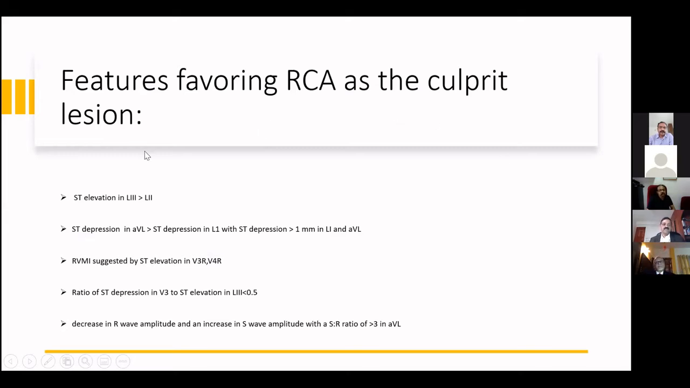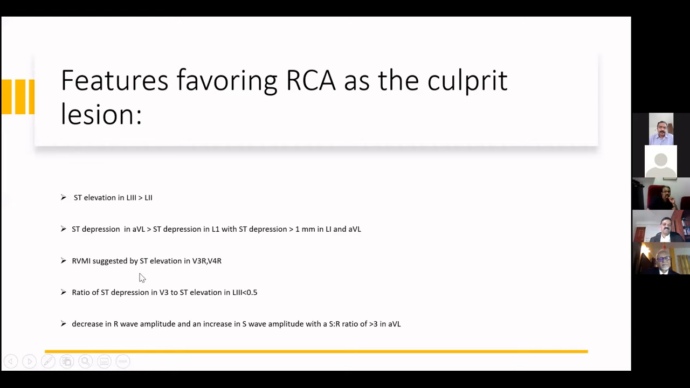So certain points which I'll come back to in a flow chart: ST elevation in lead 3 more than 2 almost always tells us we are looking at an RCA as the culprit vessel. If you have an ST depression in AVL, ST depression of more than 1 millimeter in lead 1 and AVL, then we are again looking at RCA.